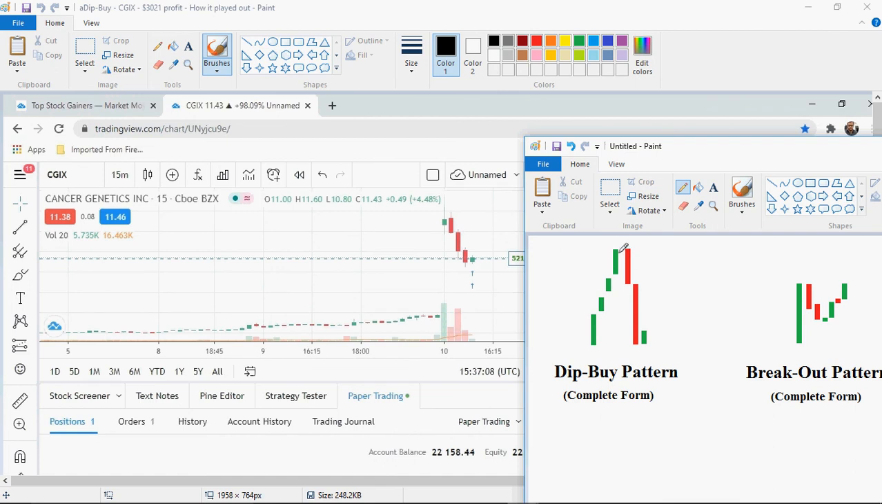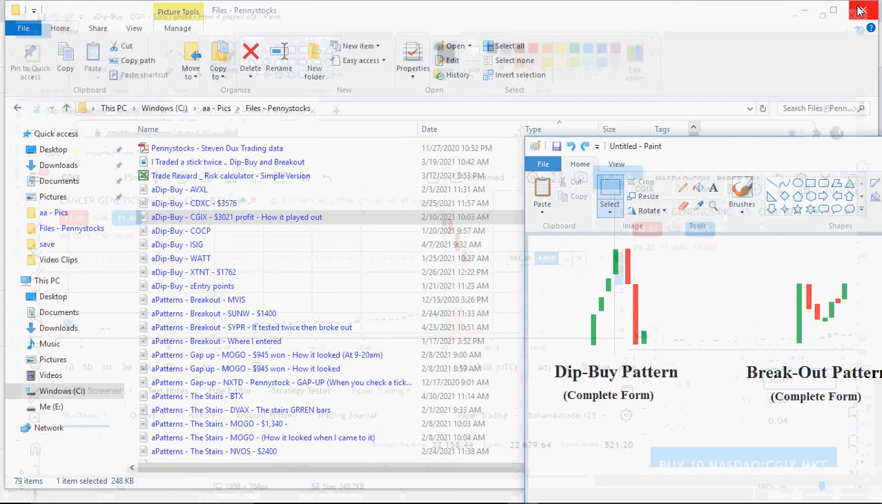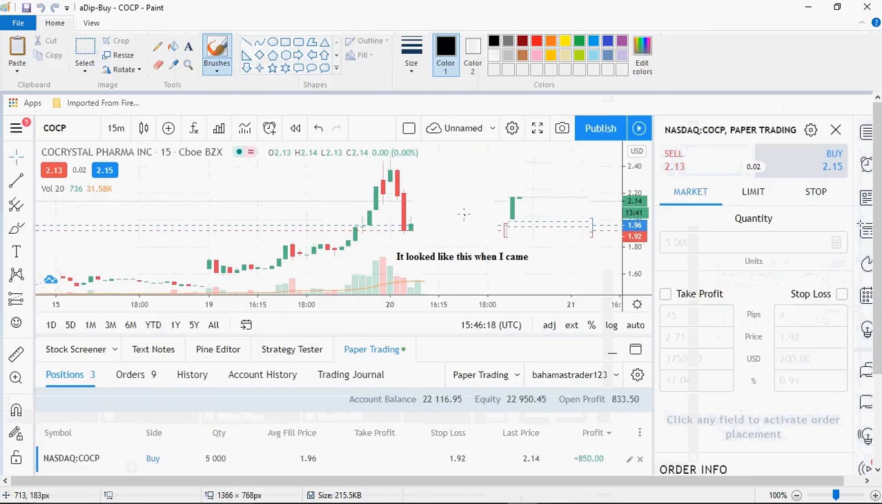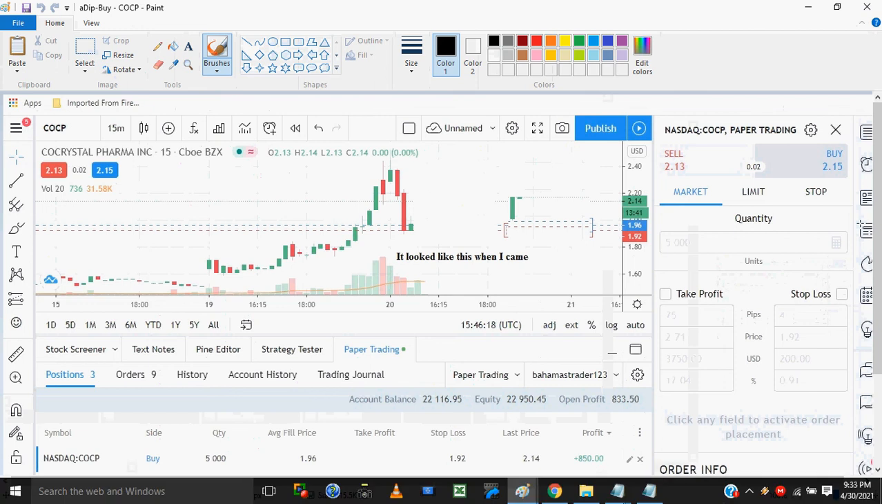Sometimes, as you can see, it doesn't matter how it looks, you should still be able to recognize it. Sometimes it only looked like this. But I did know that when I see these long red bars going down, I wait for that little green bar there. When I see that, that's the dip buy pattern, my friend. Sometimes when you get it in your head, you can just recognize it. Oh my goodness, this is it again. See there? And see how much money I make off of that?